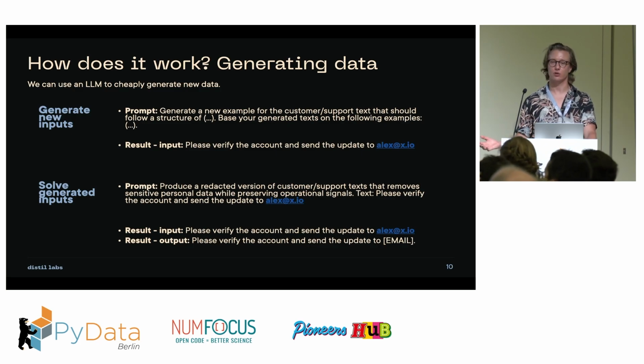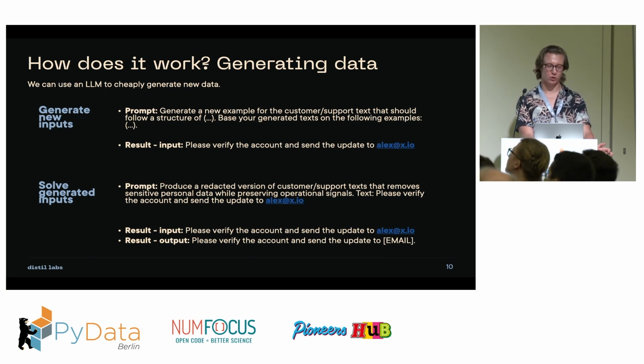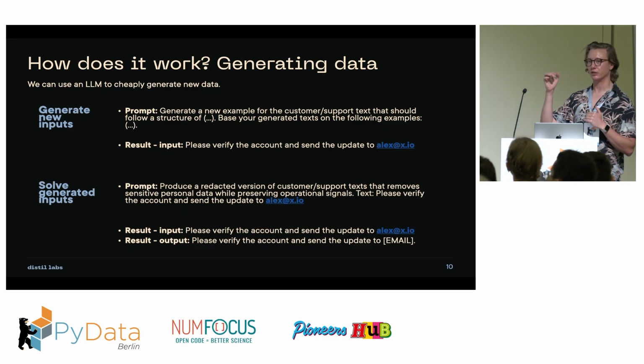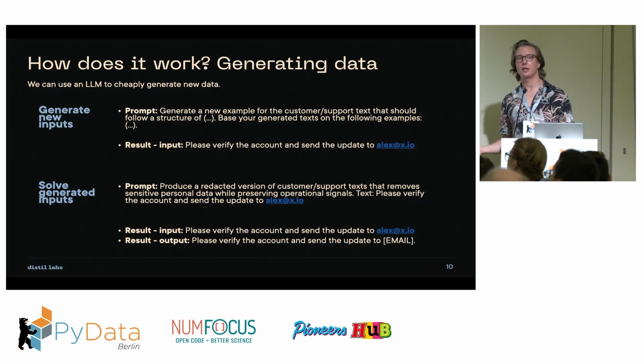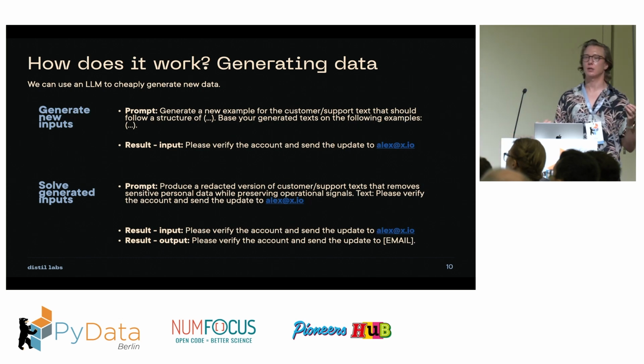You prompt your favorite LLM with this prompt, and what you get is essentially, please verify the account and send the update to Alex. In the second step, you use an LLM as well to solve this problem, right? So you ask it to produce a redacted version of the input, and then you give it the text. The input is what we had before, and the output is the redacted text. I simplified it a little bit here. We also had those extracted tokens, but I've simplified it so that you get the idea. But I think it's rather straightforward. You ask the LLM to generate new synthetic inputs, and then you ask the LLM to solve those problems.